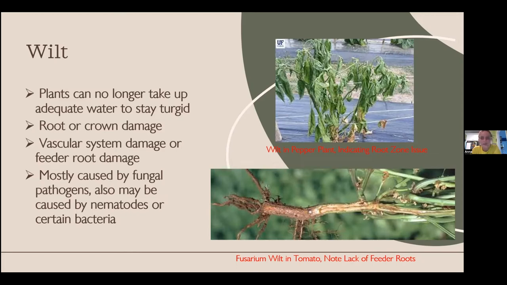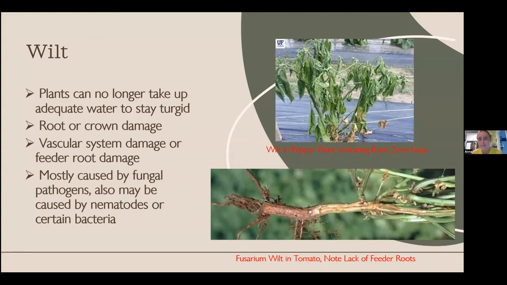Most wilt, if I walk out into a field and see something like this, I know the plant's getting plenty of water. It's maybe getting irrigated. That's when I'm going to pull it up and take a look at what's going on under the ground. They're caused by fungal pathogens in many, many cases, but they can also be caused by nematodes or certain bacteria. But I would say 9.5 out of 10 of the time that I pull a plant up that looks like this with wilt, it's going to be some sort of fungal pathogen.